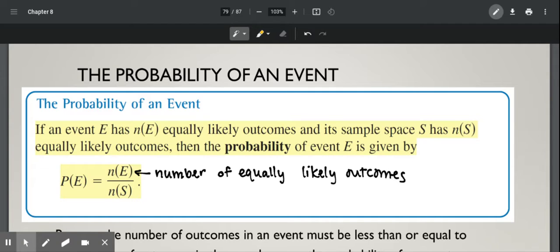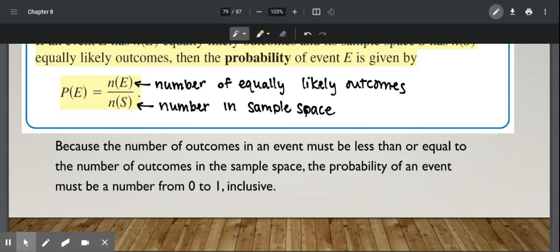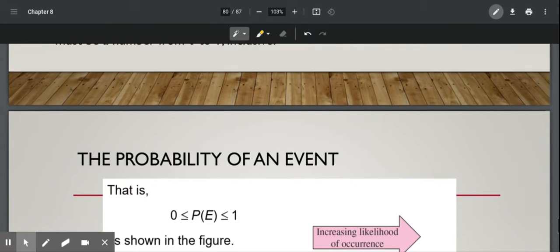So, equally likely outcomes. And this n of S is the number in the sample space, so your total number of outcomes that you could have. And you divide those, and that gives you your probability. Your probability always has to be between 0 and 1. If it ends up being 0, then that means that there's no chance of the event happening. And if the answer is 1, then that means that there's a 100% chance that the event will occur.